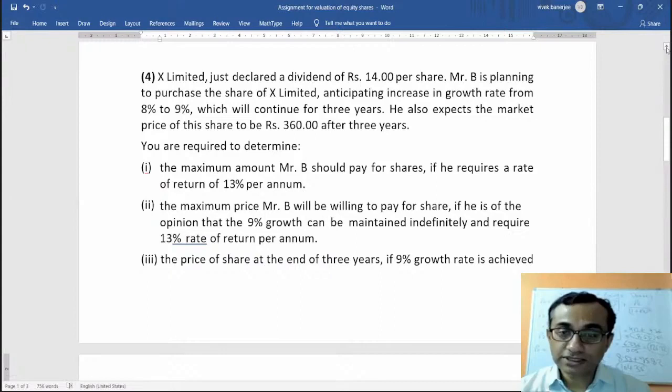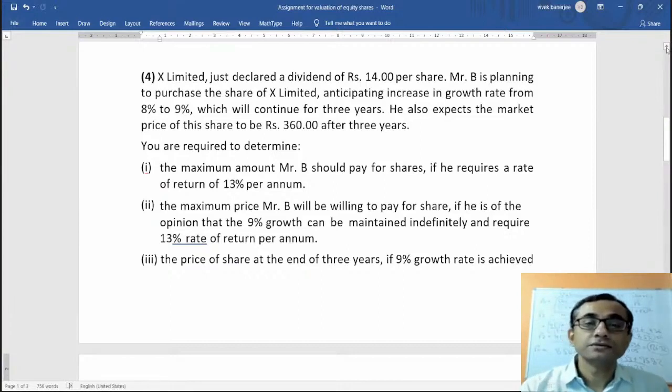And let us take the first situation initially, that you have to determine the maximum amount which Mr. B should pay for shares if he requires a rate of return of 13% per annum. Fine. So if you observe this question, Mr. B actually wants to hold the share for 3 years only. So we have to calculate it for 3 years. So let us determine this and try to solve this question by taking the first method only.